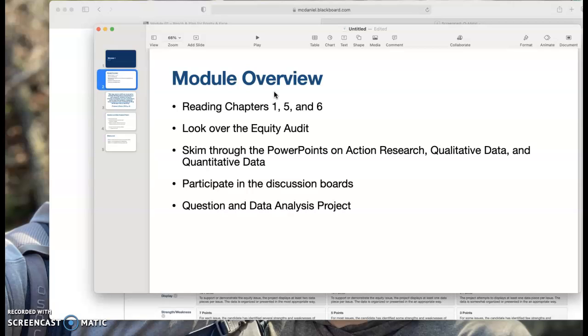In Chapter 1, it talks about what is action research. In Chapter 5, it talks about different methods that we can use to collect data. And then Chapter 6, it talks about how we analyze data.